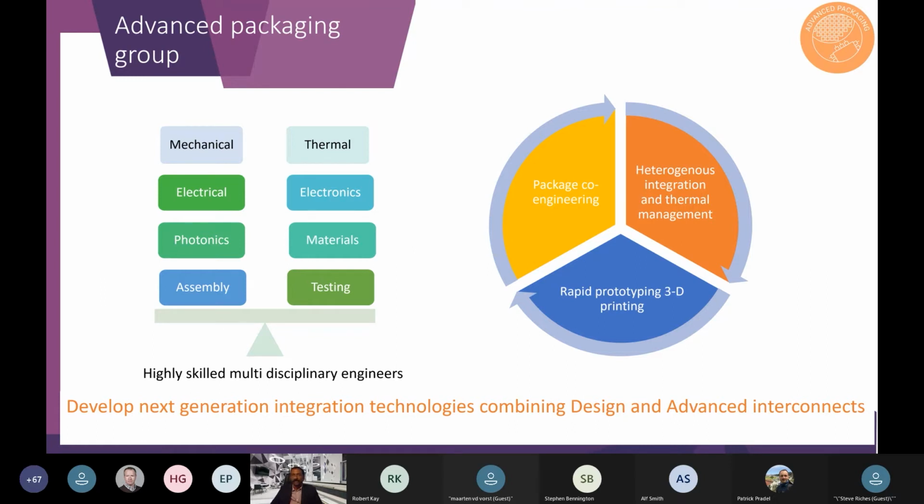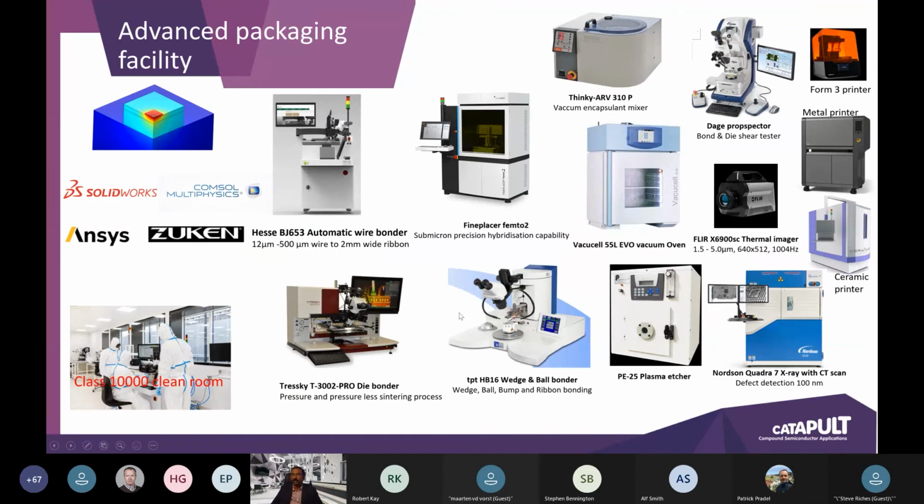So what we are trying to do with the packaging group, or the packaging activity at Catapult, is to develop the next generation technologies combining design and advanced interconnects. Our state-of-the-art facility includes a computing suite that provides access to leading software packages such as SolidWorks and ANSYS for mechanical and thermal modeling.